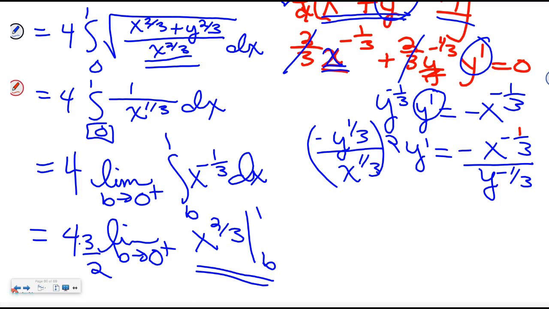So what's that going to give me? 1. Yeah, I'm not going to write that out. It's going to be 12/2 times 1 minus 0. So I did just show it, so that's actually nice.